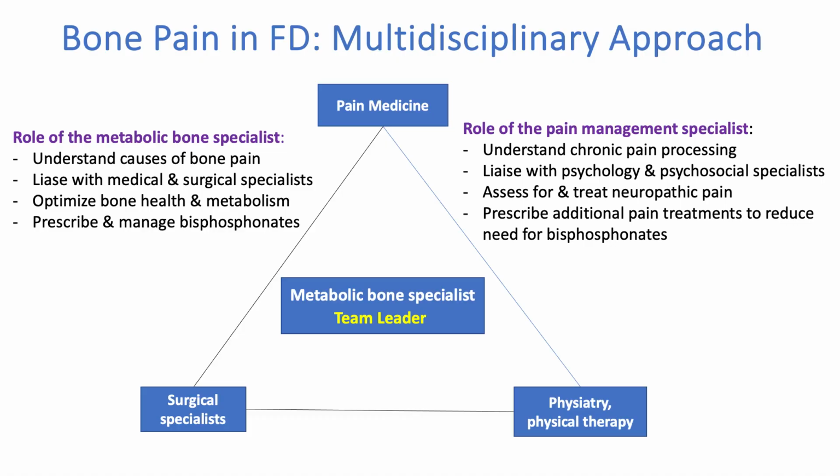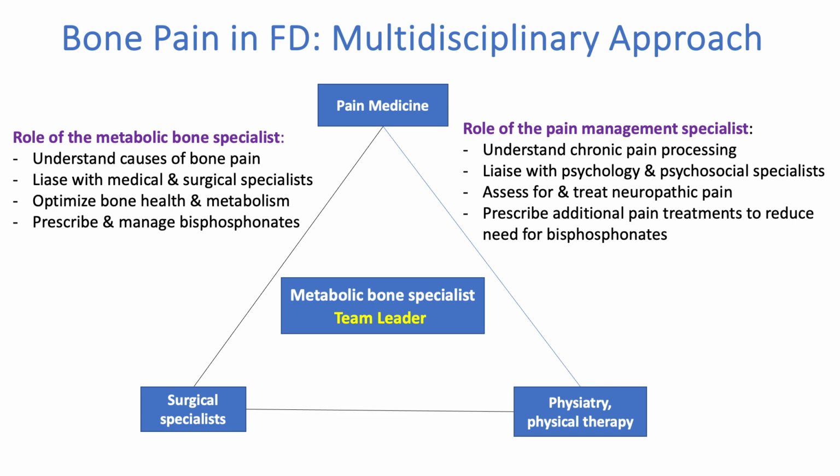So bone pain and FD, kind of trying to pull all this together. I just want to reiterate, just as you heard before, that a multidisciplinary approach is really important. And this is kind of the approach that I take. So I would be interested to hear if people have other thoughts. But in general, I try to view chronic pain and fibrous dysplasia as needing a few essential components on the team. The first is a surgical specialist, whether that's a craniofacial or orthopedic. They're critical. You want to have a physiatrist or a physical therapist, and a pain medicine specialist.